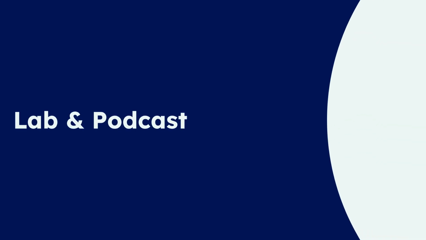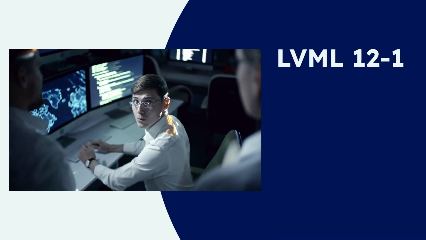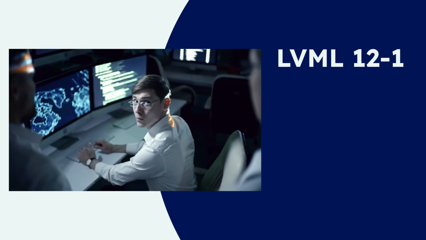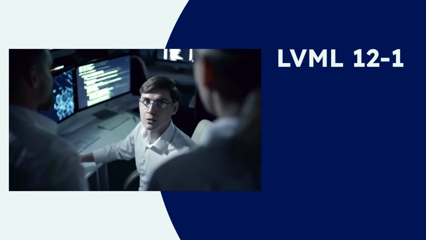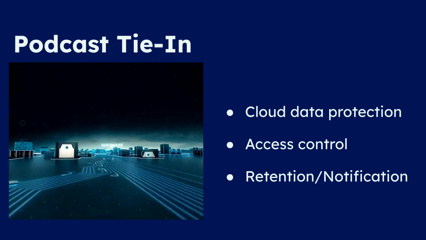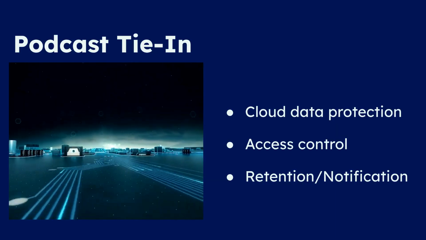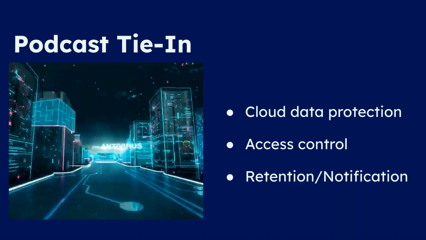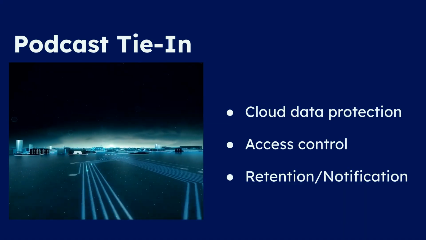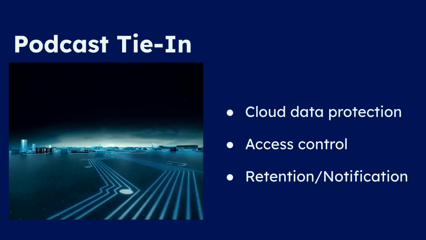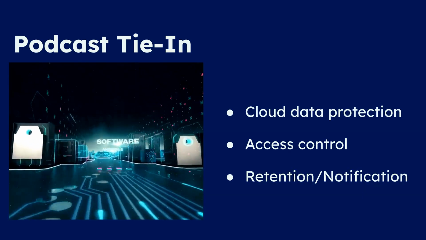Let's connect this chapter to your lab and podcast assignment. In Live Virtual Machine Lab 12-1, you will practice clear and compliant breach communications, identifying data types, stating controls in place, and citing retention and notification steps. The podcast, Oracle Cloud Breach Exposes Millions: What You Must Know, aligns with Chapter 12 by showcasing a real incident linking cloud data protection, access control, and retention/notification. Map each detail to a Chapter 12 control: access, encryption, DLP, retention, and disclosure.